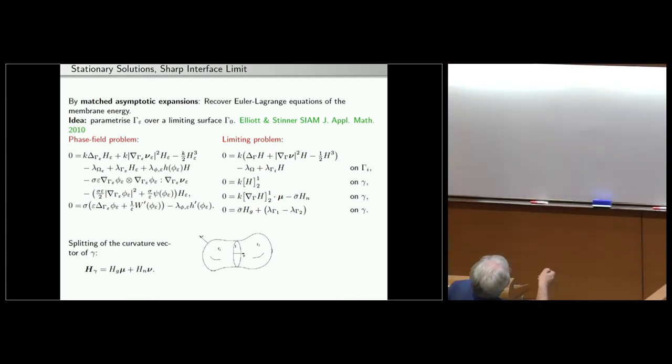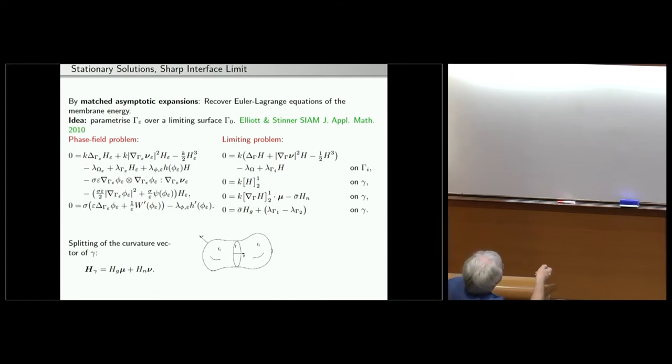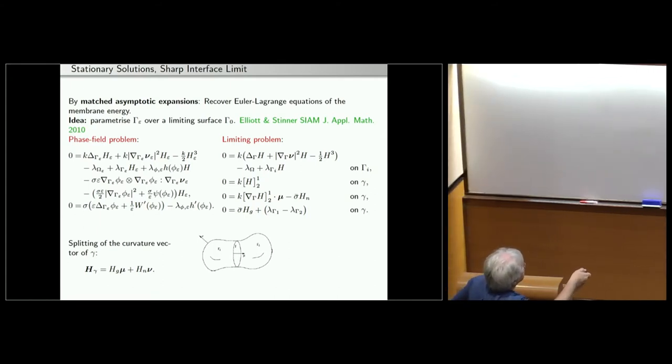So in the formal asymptotics, in this instance we're looking at minimizers. What we find is that the surface gamma is divided into two, and on the line which separates gamma 1 from gamma 2, we have an interface, and we have this equation here.